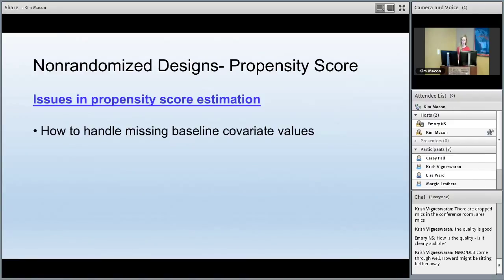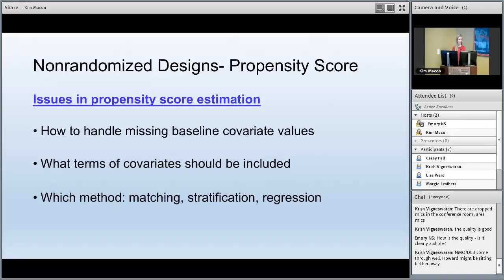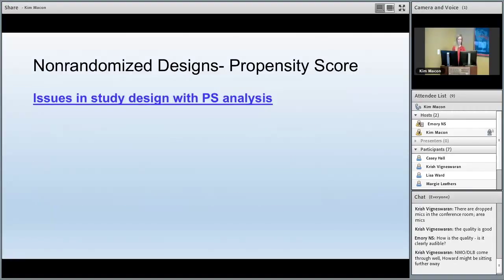So, issues with propensity score estimation. How do you handle missing baseline covariates? When you use logistic regression, you have to have all the variables in the model, or they kick the patient out. So if your patients are missing a lot of variables at baseline, then A, they're not going to get a propensity score, and B, maybe those variables are not good to put in your propensity score to begin with if a lot of patients are missing them. How do you decide what covariates to include? And again, which method should you use? Matching, stratification, regression?